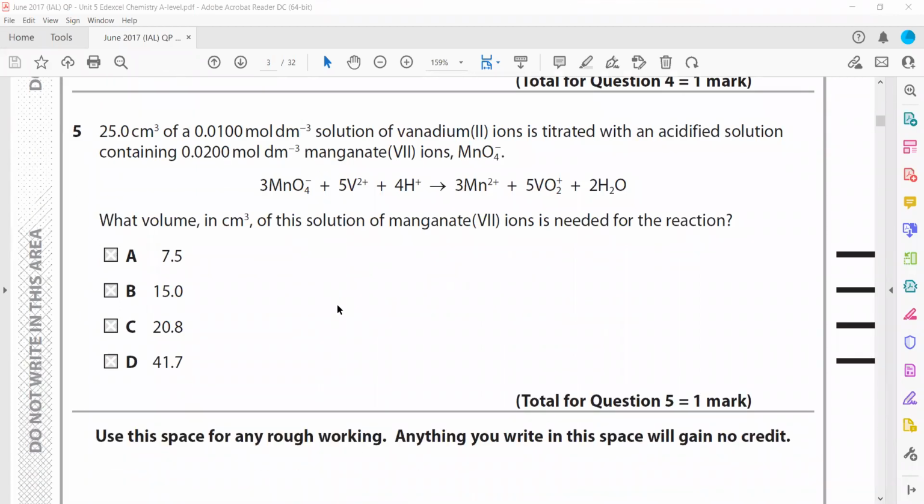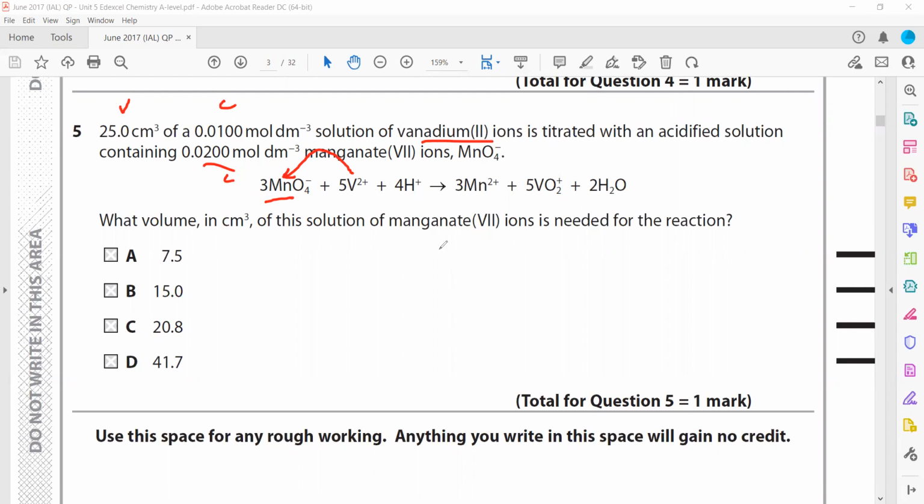25 cm³ of 0.01 mol per dm³ of vanadium ions are titrated with acidified solution of 0.02 mol per dm³ of manganate(VII) ion. What volume in cm³ of this solution? So first, what we have to do, we will find the moles. We have the volume and we have the concentration. We'll get the moles of vanadium(II). From moles of vanadium(II), we'll get the moles of MnO4. And after getting the moles, and we have the concentration, so we'll get the volume.